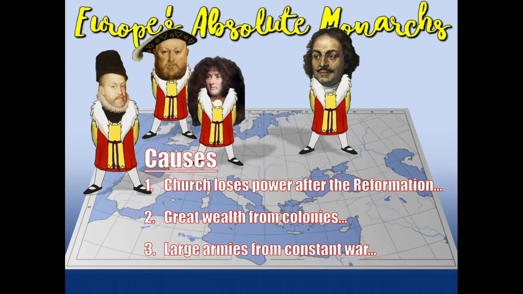Another cause is large armies from constant war. If you have a large army in your back pocket, people have a tendency not to argue with you. These kings used a lot of their money from the colonies to make a large army. They spent a lot of time battling with each other, and occasionally had to put down an insurrection or two, which is when somebody else tries to tell the king what to do.